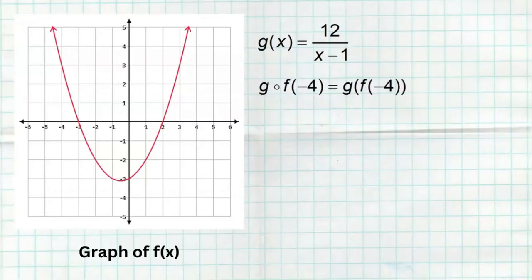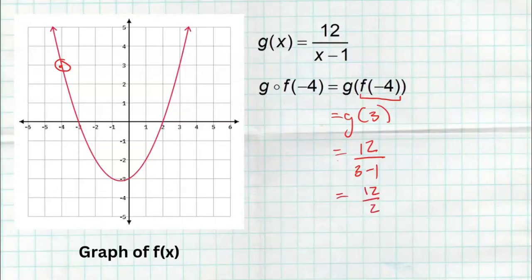Let's do another one here. g composed of f of negative 4. Again, we're going to start with f of negative 4. f of negative 4 looks to be right here at positive 3. So now that positive 3, that was my output, becomes my input for g. 12 divided by 3 minus 1. 3 minus 1 is 2. 12 divided by 2, everybody knows, is 6. Not too bad there. Just take your time.